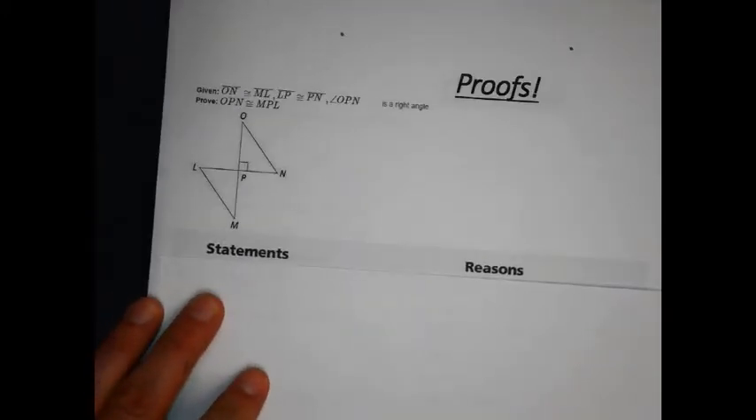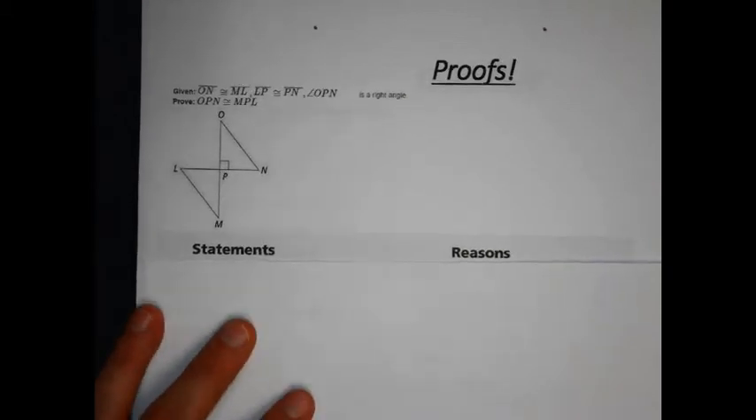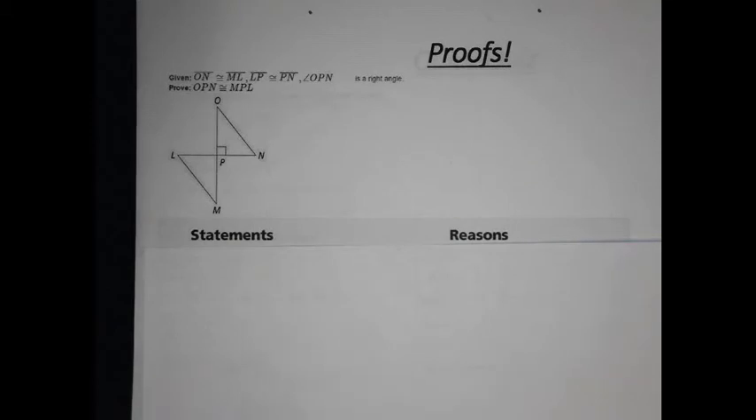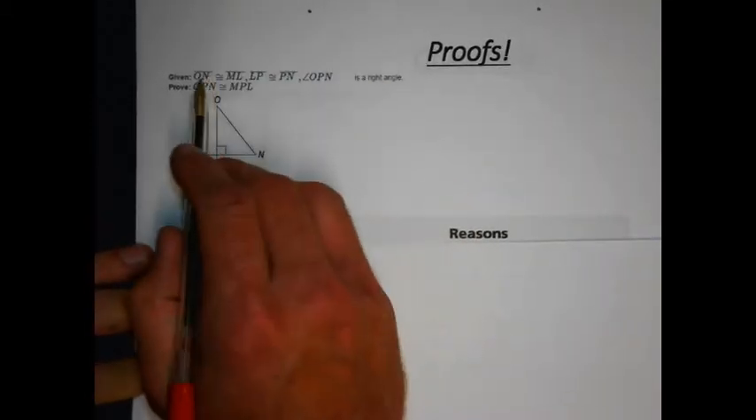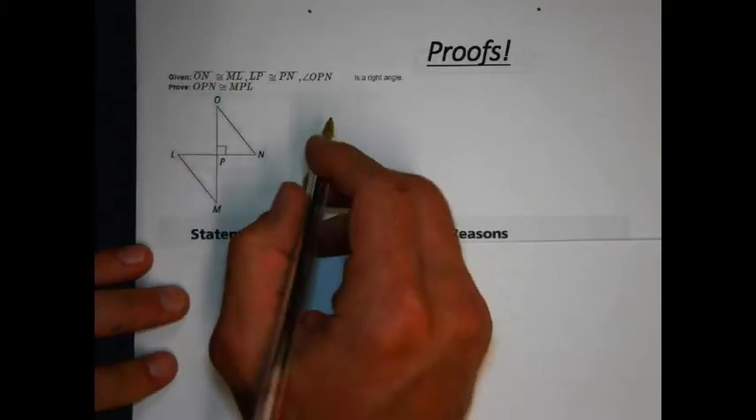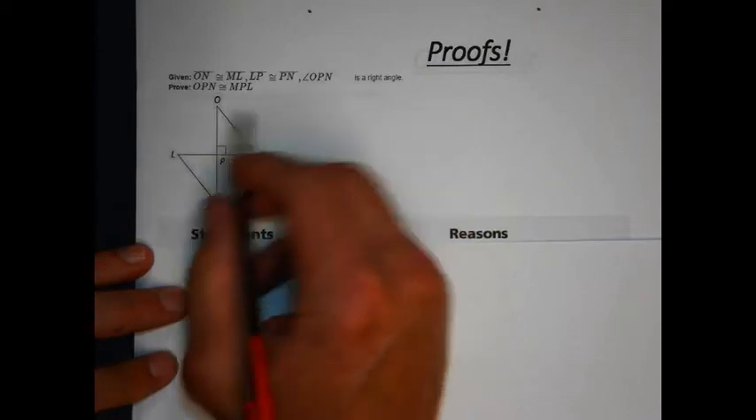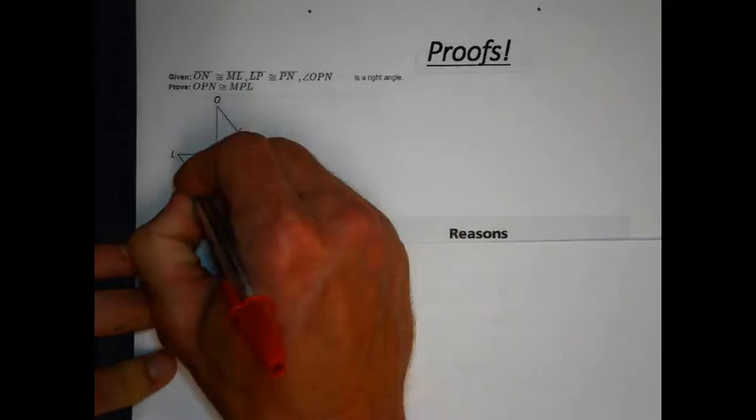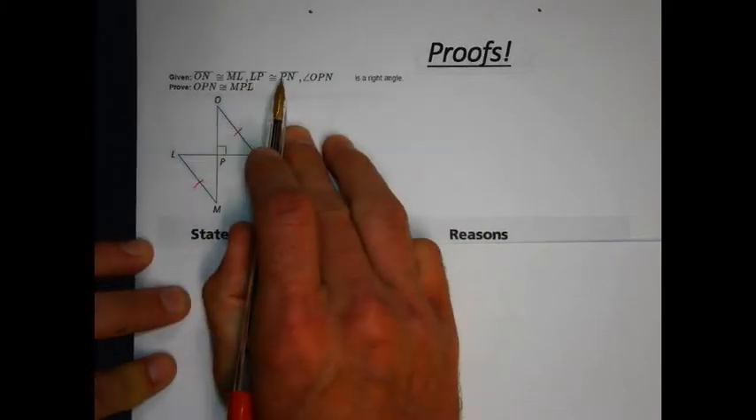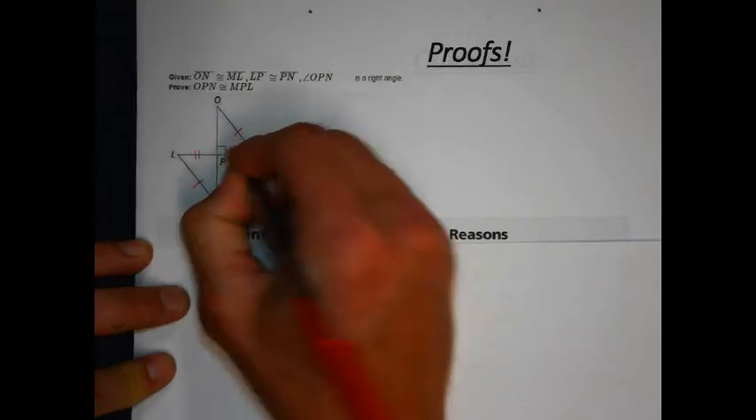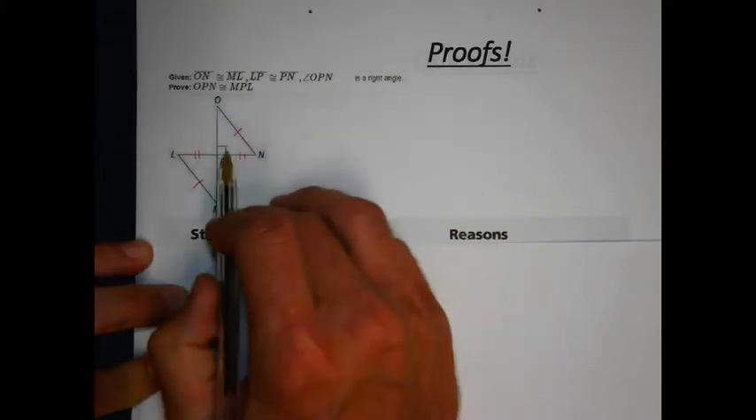Okay, next proof. So we got some stuff going on here. And I'm not giving you any tick marks, right? So we got to read some things. So let's make the tick marks on our own. So we got given ON congruent to ML and LP congruent to PN, and angle OPN is a right angle. We got to prove the two triangles are congruent. So what's going on? Let's mark up some stuff. ON is congruent to ML. LP is congruent to PN. And then OPN is a right angle. Okay, there. Now, what can we do?